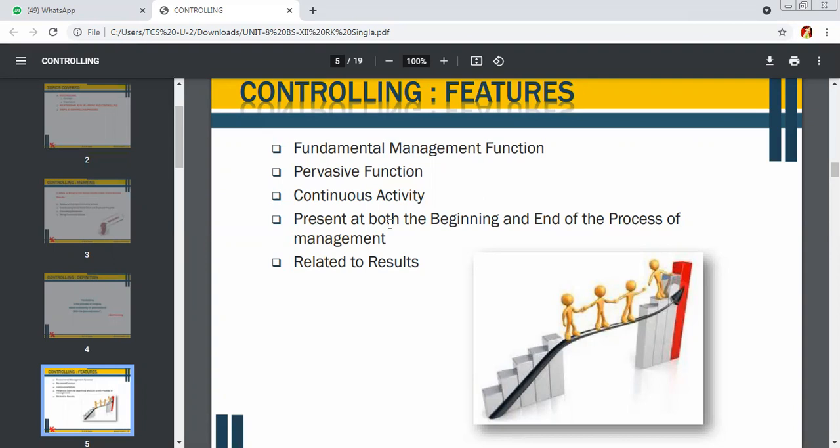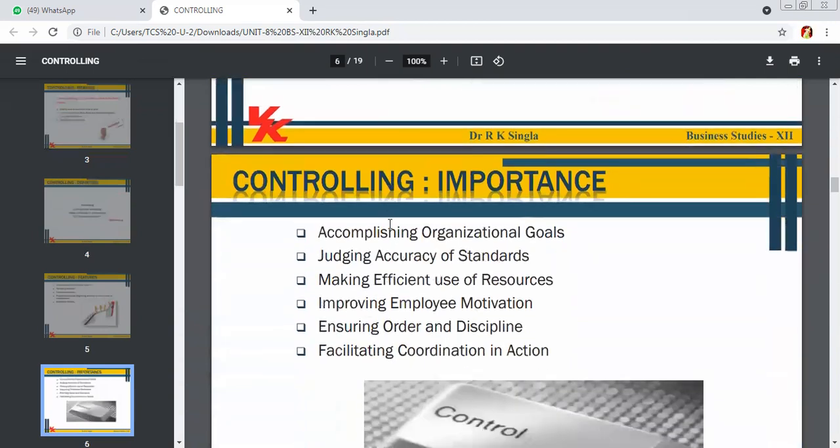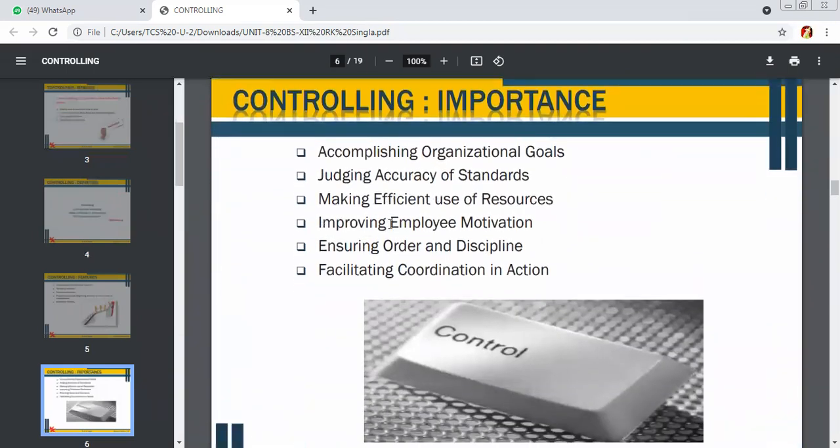So it's present in the beginning and the end of the process of management as well. And related to results, definitely controlling just gives us the feedback whether all the things settled down, whether the results have been achieved or not achieved. It is to be given only in controlling. So what is the importance of controlling? Accomplishing organizational goals.